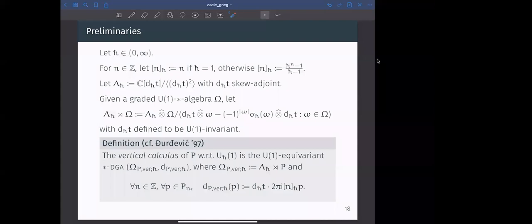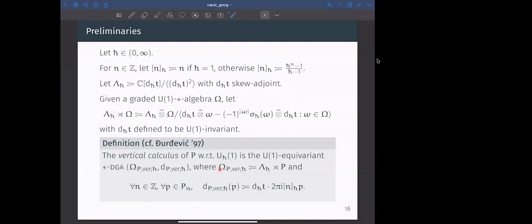So in particular, if we're thinking about an algebra P with a U1 action, a particular principal U1 star algebra, this is already enough to talk about purely vertical forms on this algebra. So we can define the vertical calculus of P with respect to this choice of h bar differential calculus on U1 to be the following star DGA.